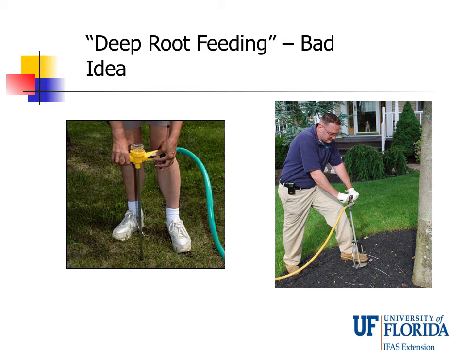What about fertilizer spikes? Well, rather than a long probe, let's say that were a 6-inch fertilizer spike, and I bang it into the ground at the drip line of the tree. What percentage of the root system is getting contacted by that 1-inch diameter fertilizer spike? Some of you probably did the math in your head and said, well, that equals about zero. That's about right.